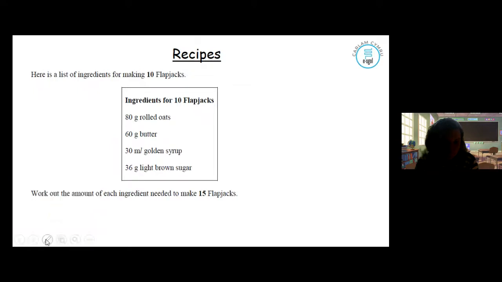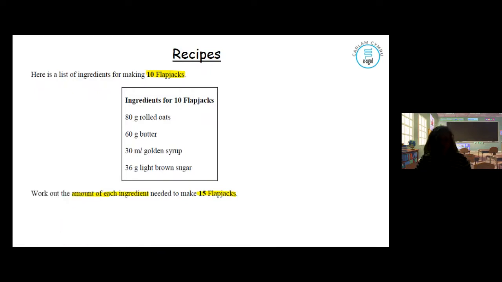It's really important we highlight our key information. The first bit is that we have 10 flapjacks. We need to know how many we're looking at. And then we've got 80 grams of rolled oats, 60 grams of butter, 30 millilitres of golden syrup, 36 grams of light brown sugar. And then it says underneath, work out the amount of each ingredient needed to make 15 flapjacks.